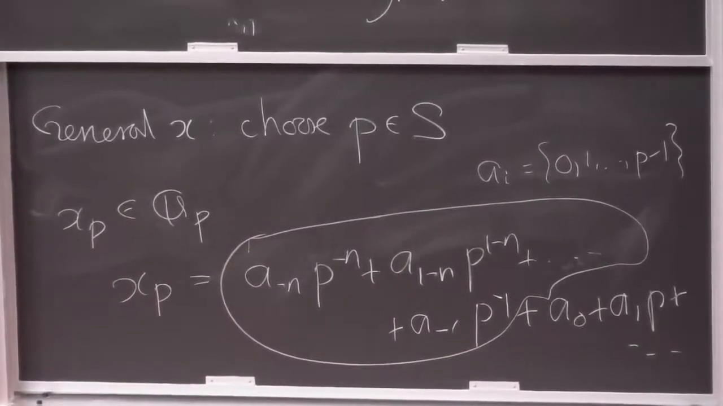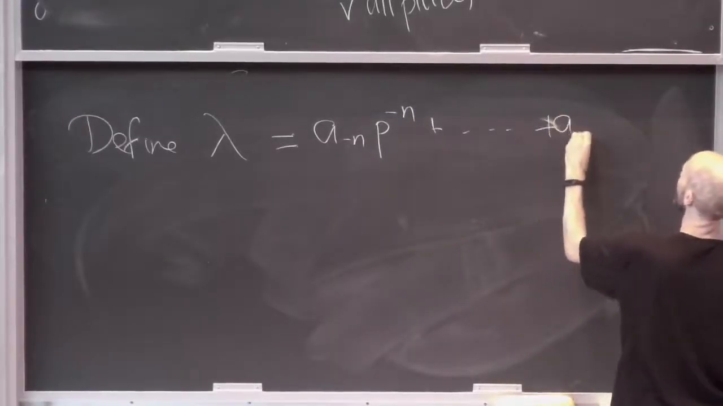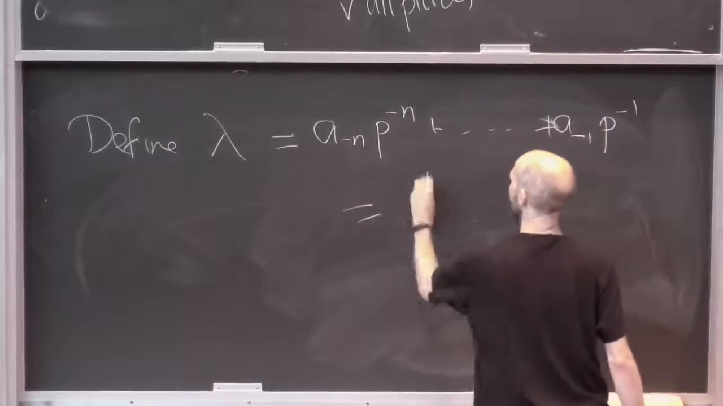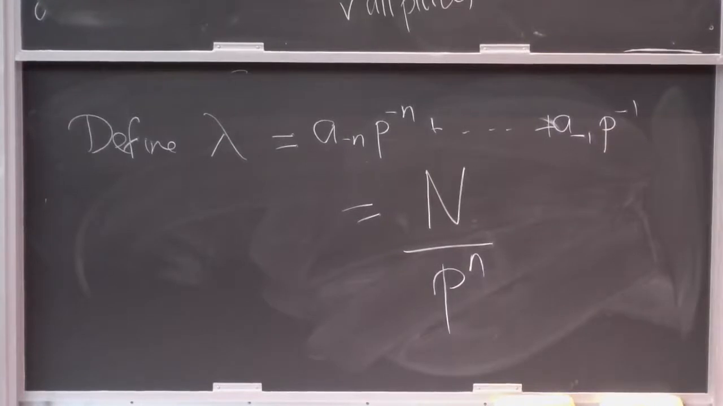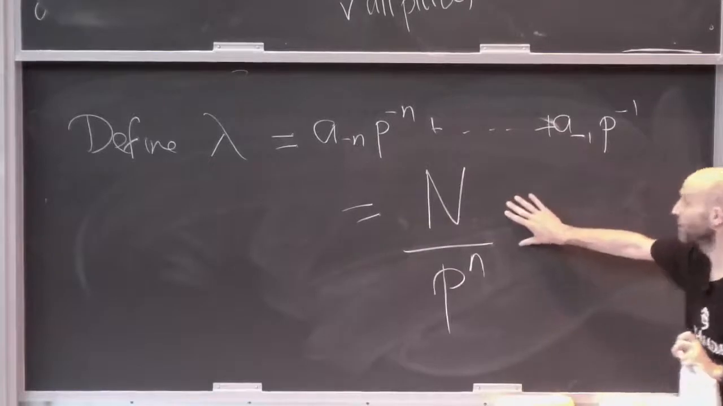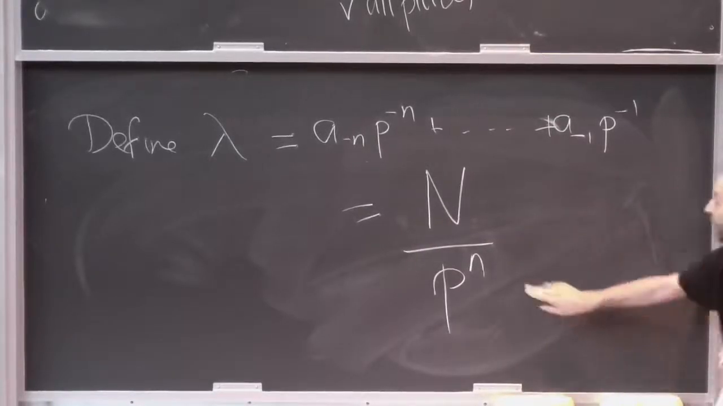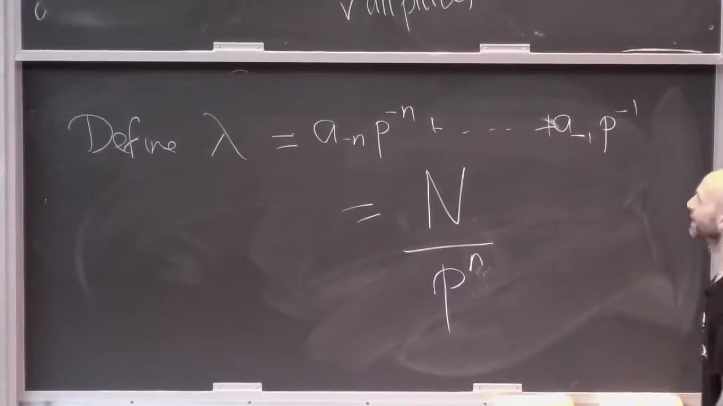And let's just define lambda to be a_{-n} p^{-n} plus dot dot dot, plus a_{-1} p^{-1}. And that's some random number divided by a big power of p. Okay? So look at that. This function is holomorphic at all points on my Riemann surface other than this point here, p. I'm going to say it using the language of functions, but what I'll write is rigorous arithmetic.